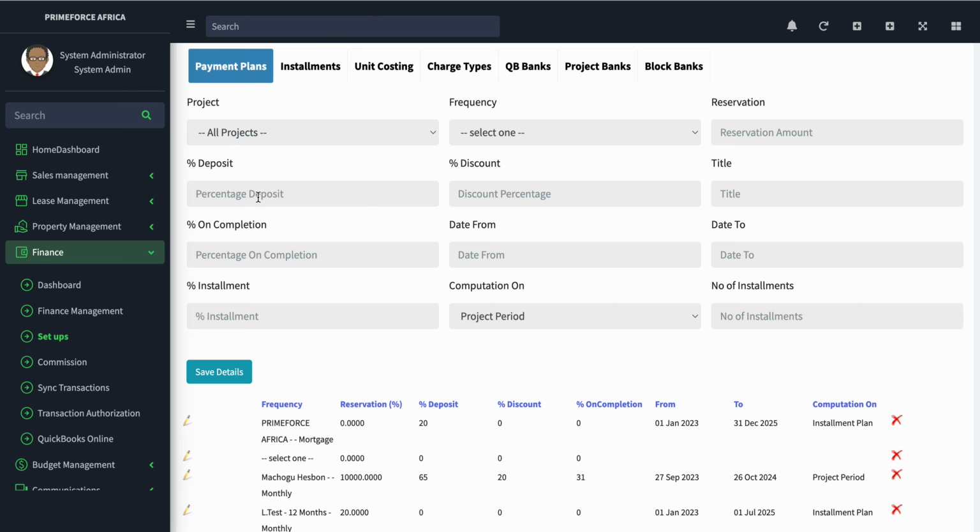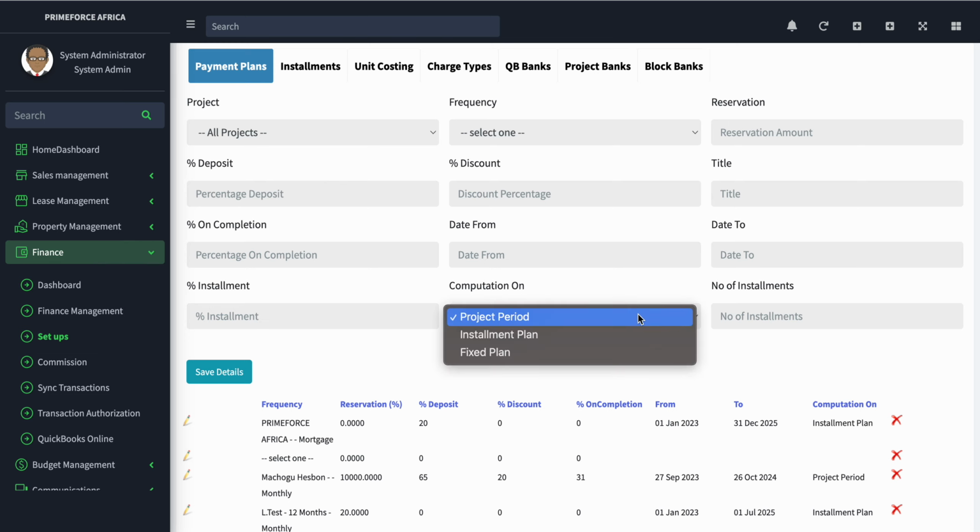For example, the deposit percent would be the requirement, how much would be required as a payment upfront as a deposit. Reservation percent, how much is required as a reservation amount at point of sales. The discount, if in case the customer is to make a payment based on a certain plan, what discount amounts are acceptable. On completion, what will be the percentage amount that is payable by the customer at the point of completion of the project. When does the payment plan begin and when does the payment plan end? And what is the installment percentage, which defines the percentage collectible for each installment through the sales process.